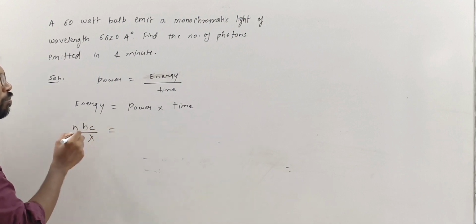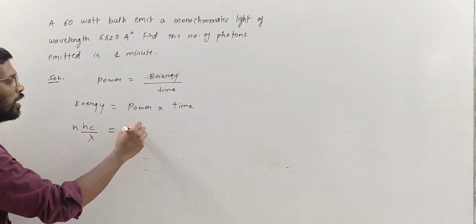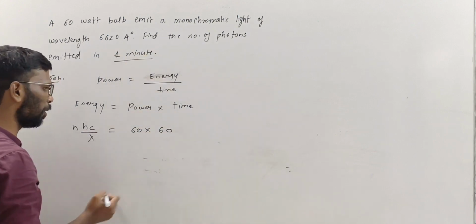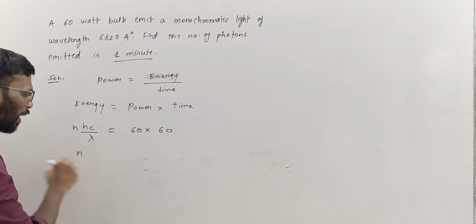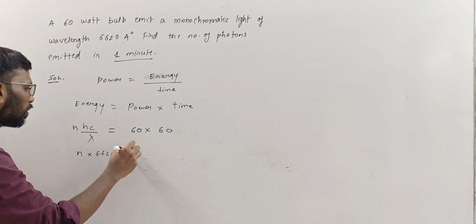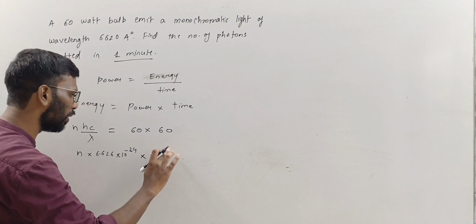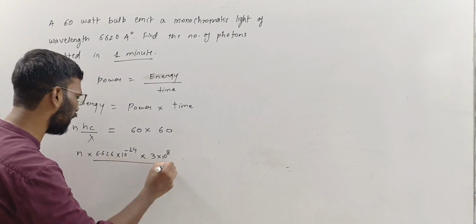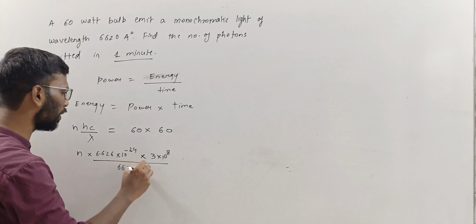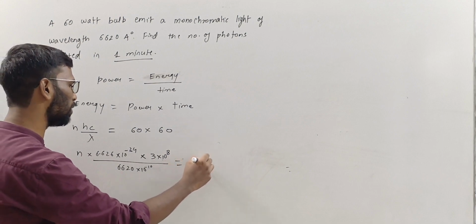This is derived from E is equal to h nu, then nu is equal to c by lambda, and this power is what? 60 watt. For how much time? 1 minute, right? So in seconds it is 60. So n is what I need to find, and here h is 6.626 into 10 raised to minus 34, c is 3 into 10 raised to 8 meter per second, and lambda is the wavelength, 6620 into 10 raised to minus 10 meter, which is equal to 60 into 60.